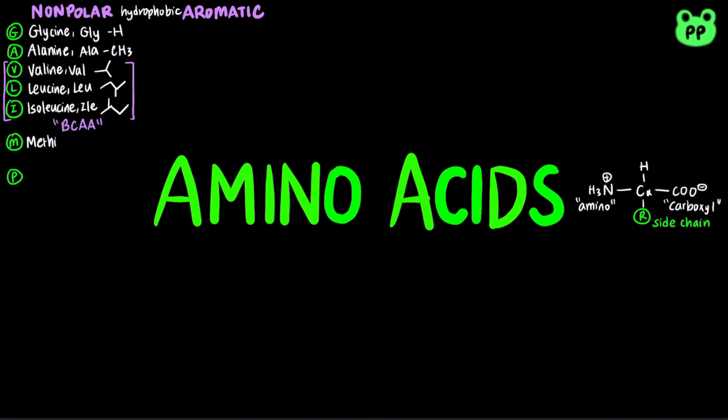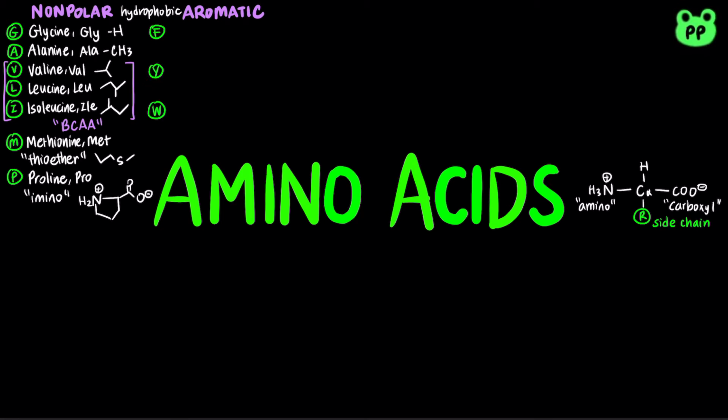M stands for methionine, abbreviated as MET, which is one of the 2 sulfur-containing amino acids, with a 3-carbon thioether side chain. P stands for proline, abbreviated as PRO, which has a distinctive cyclic side structure with a secondary amino group known as an imino group. There are 3 aromatic amino acids abbreviated as FYW.